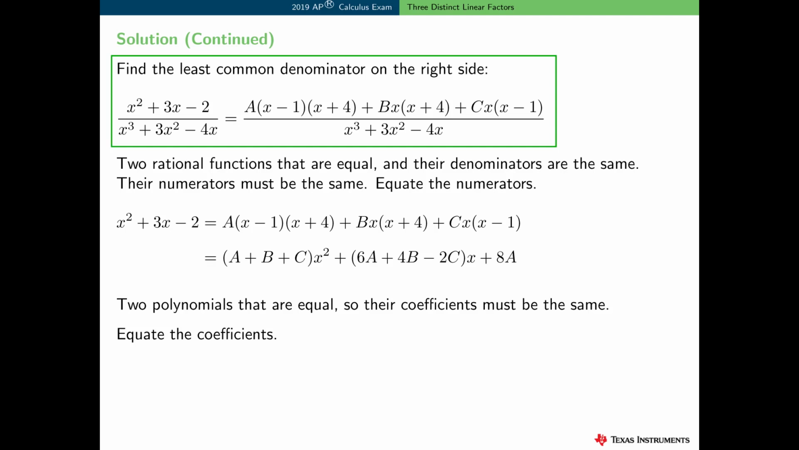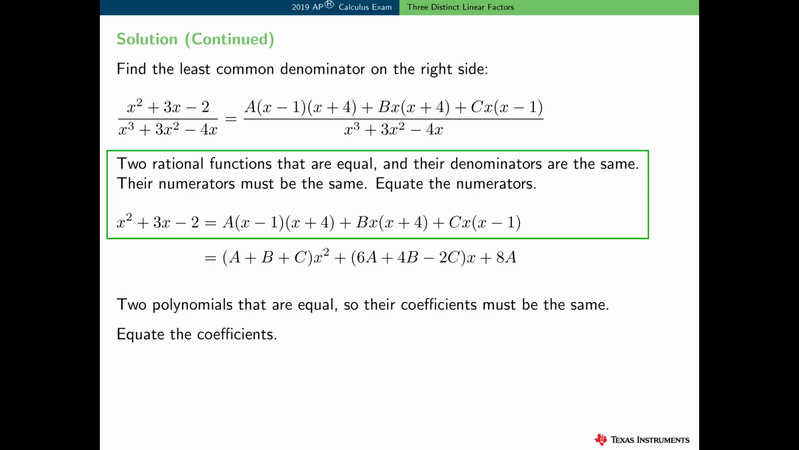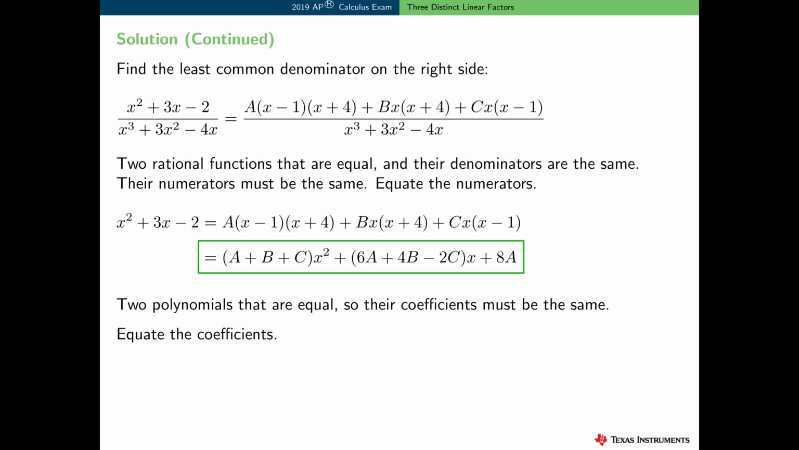First, find the least common denominator on the right side, which is the product of the 3 linear terms, and write the right side as one fraction. If 2 rational functions are equal, and their denominators are the same, then their numerators must also be the same. So next we equate the numerators. And I did a little simplification to arrive at this expression.